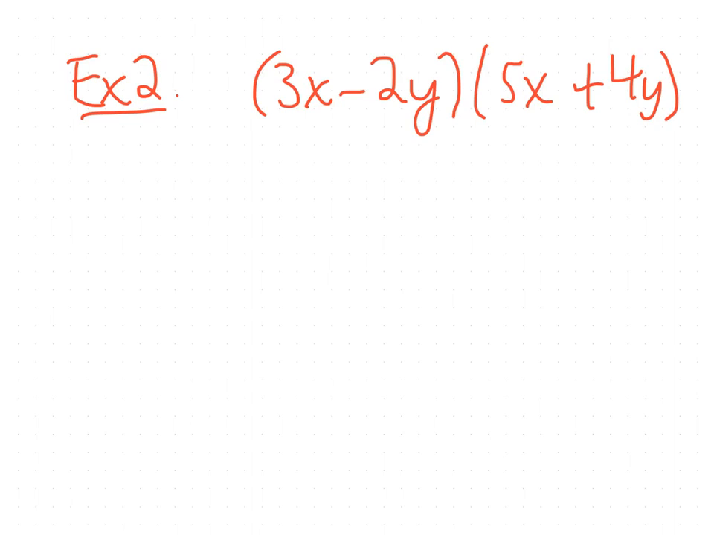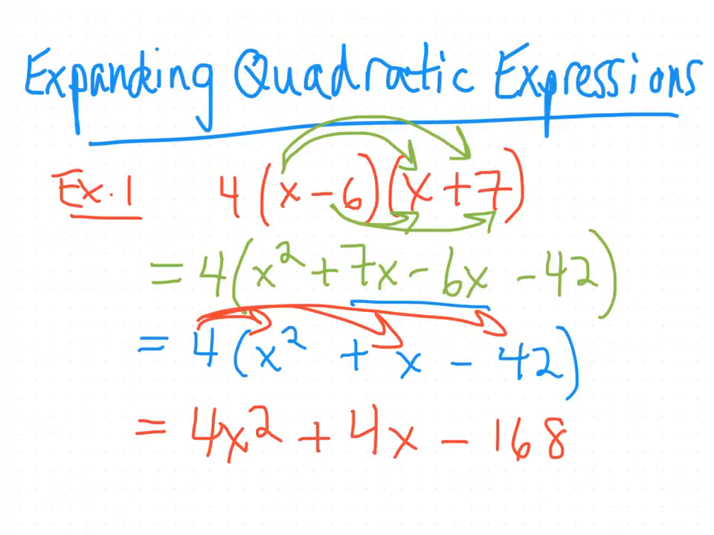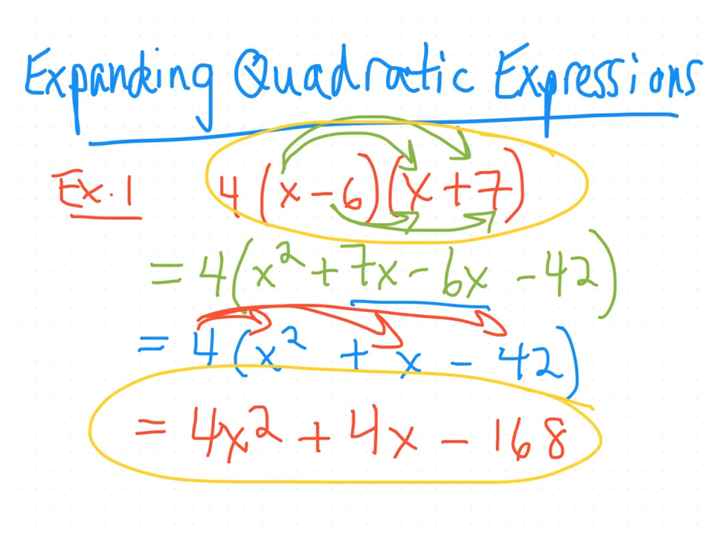And when we've expanded, let's actually just go back to the first example. We started in factored form up above. This is our factored form of the quadratic expression. And by expanding the brackets, we ended up in standard form of a quadratic expression. So we went from factored to standard form. We converted the form of the quadratic expression.